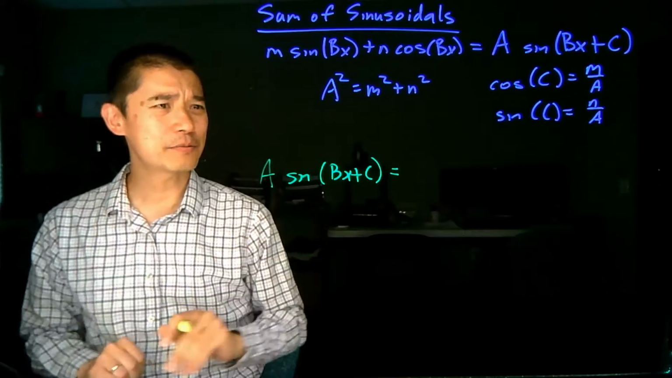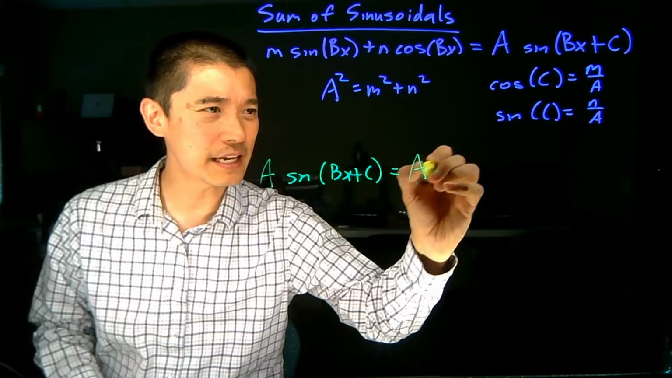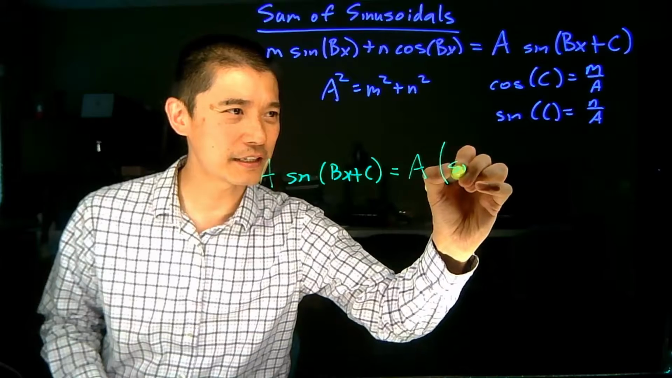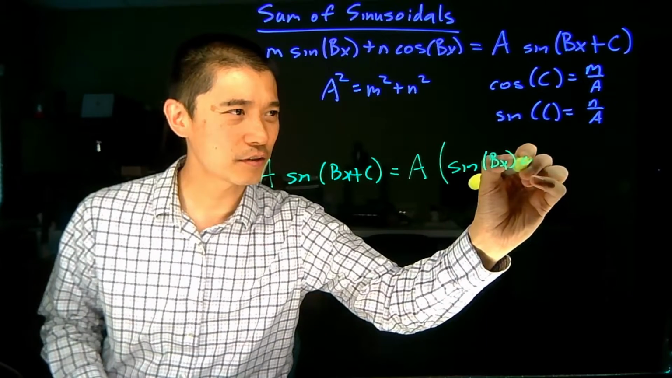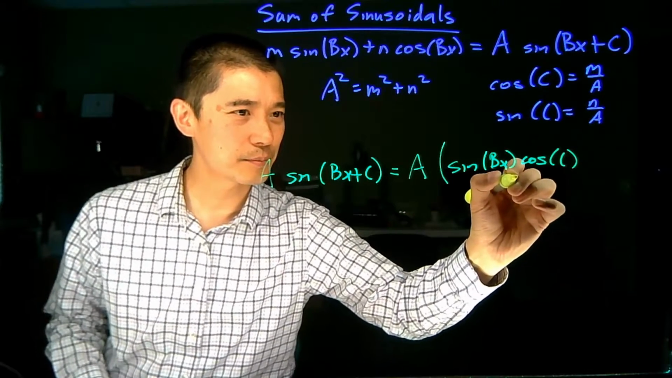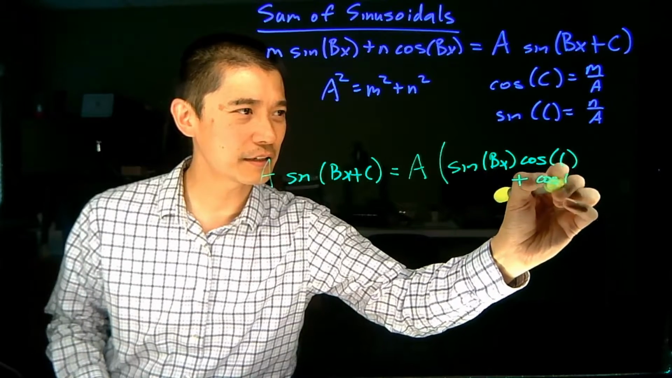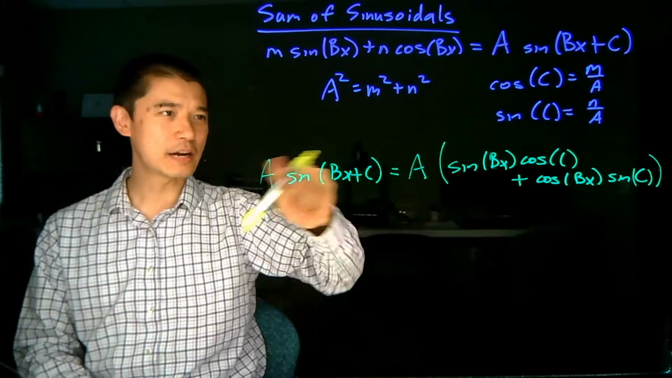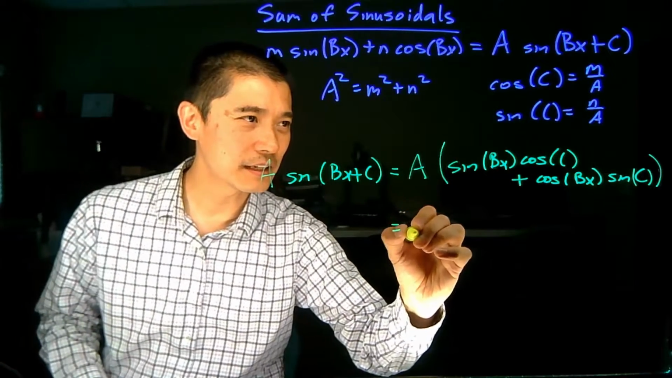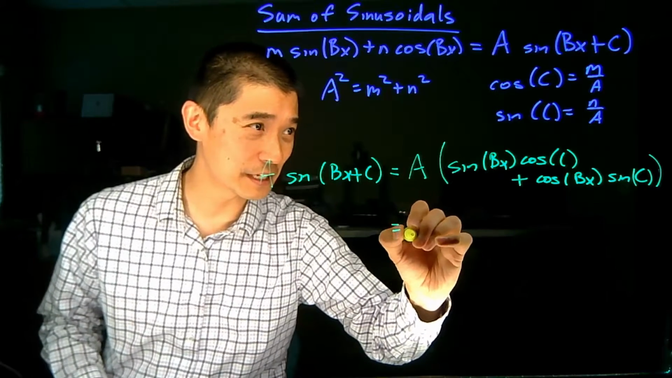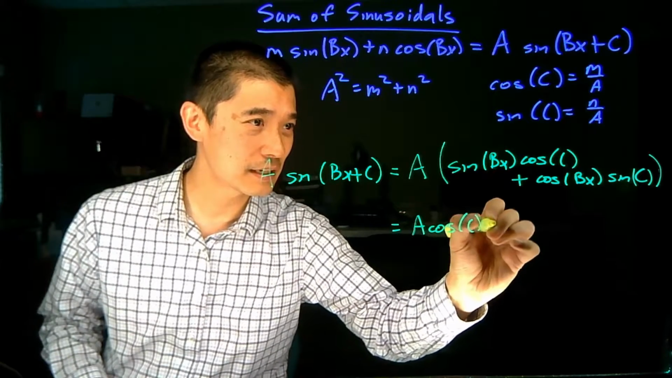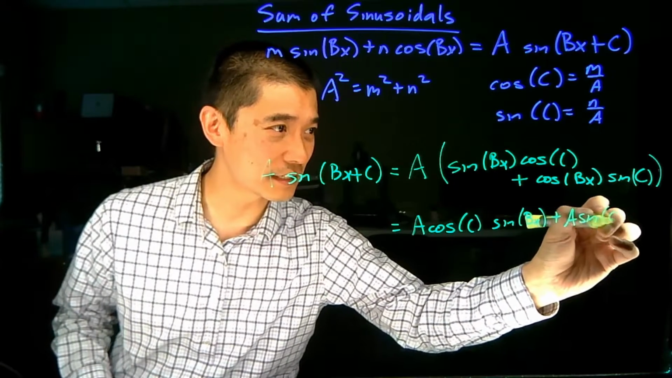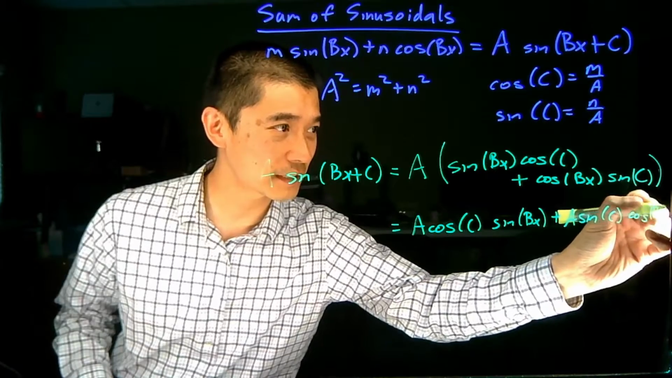And so what we can do is just use the sum of angles formulas. A times the quantity, so this is a sum of angles in the sine function, sine of bx cosine of c plus cosine of bx sine of c. And now we're going to distribute the a, and we're also going to put the sine bx term on the end. So a cosine of c sine bx plus a sine of c cosine bx.